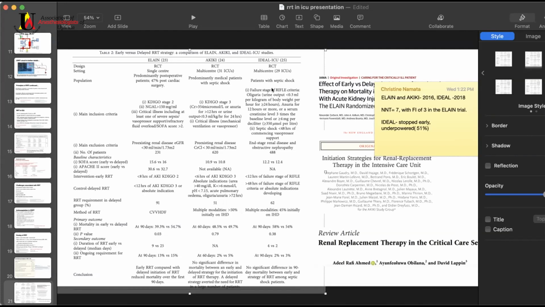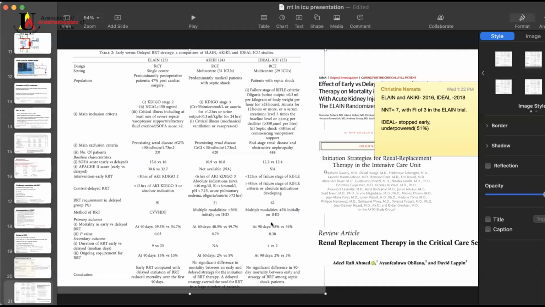So the IDEAL-ICU is another trial, but this one was looking at patients with septic shock and AKI in particular, and they were using the RIFLE criteria. For them, early versus delayed meant they started dialysis within 12 hours of the failure stage versus waiting 48 hours or till a patient gets absolute indications for dialysis. And even then, only 62% got dialysis in the delayed group versus almost 100% in the early group. And all this with no mortality difference.